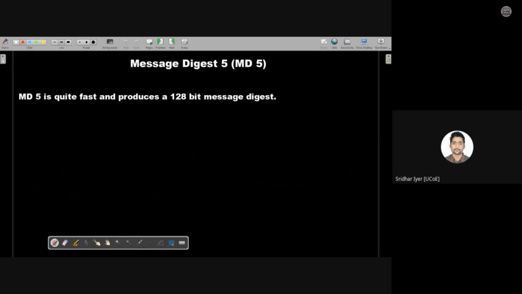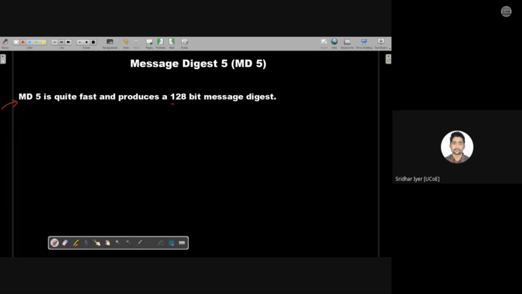So I will go slowly one by one. It comes for a 10 marks question, where you are expected to write each and every step along with the diagram. Fine. So let's start off with this message digest. Very first is obviously it is following this property that it should be quick to compute. So the first property is satisfied, that is MD5 is quite fast and produces a 128-bit message digest.